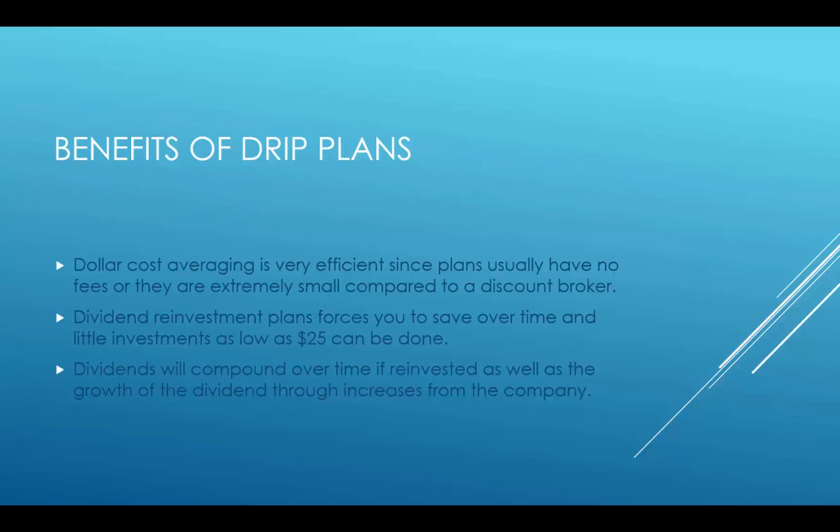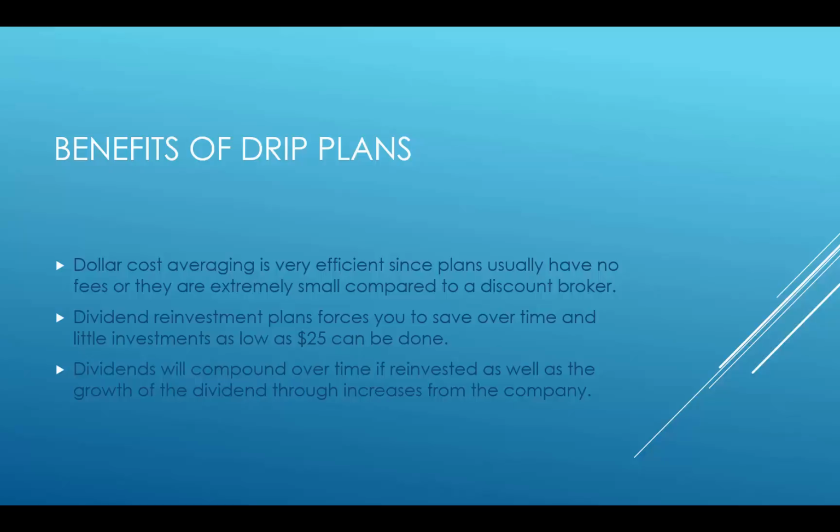Now, the benefit of a DRIP plan is dollar cost averaging, which is very efficient since plans usually have no fees or they're extremely small compared to a discount broker. The fees usually break down to like $1 or $2 compared to your discount broker, which will charge you between $5 and $12. But usually the fees are non-existent in most cases.